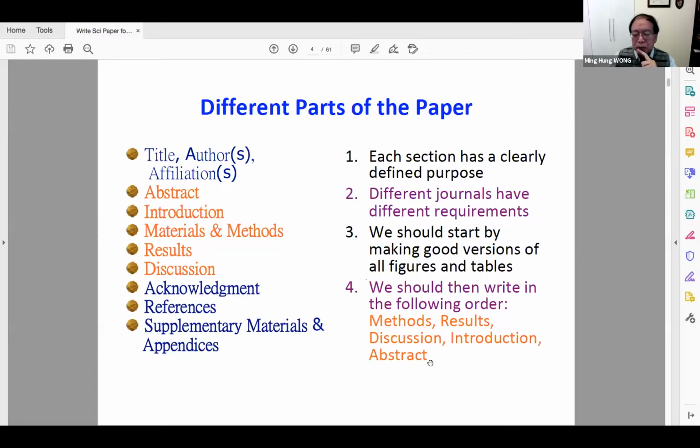And to start with, I think you should have good versions of all the figures and tables, and then write in the following order. I think it would be easier if you start from writing methods, results, discussion, and then introduction and abstract, because abstract is the mini paper, the skeleton of your paper. I think you need to know all the information before you can write the abstract.